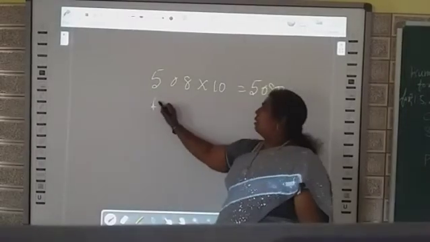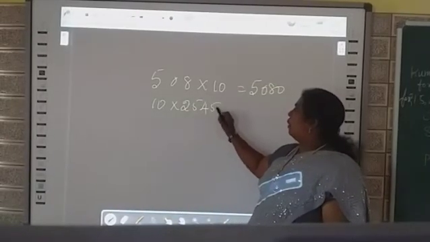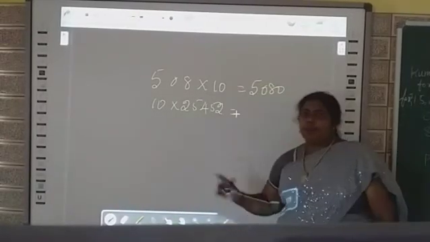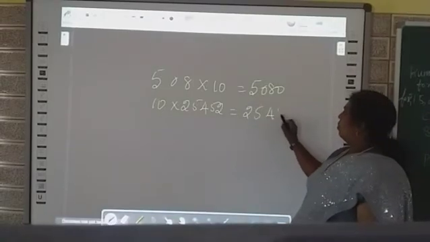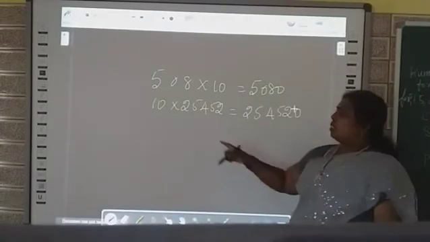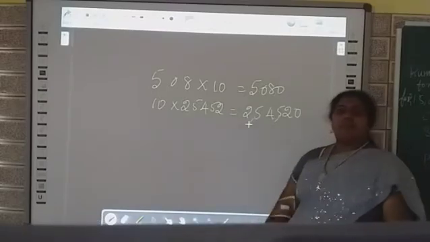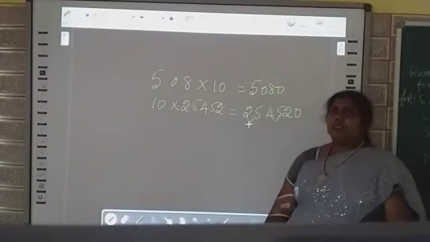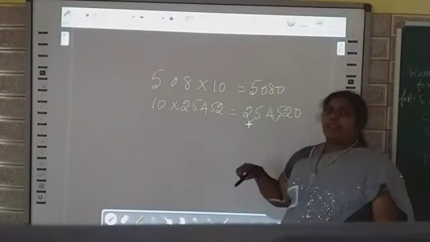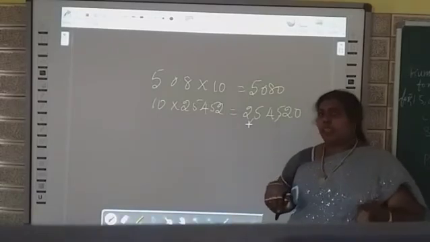For example, 10 into 25,452. So here, what will be the answer? In one's place, you have to add that 0. So, what is the answer here? 2,54,520, right? This is multiplied by 10. If it is 100 means you have to add in ones and tens place 0. Okay.